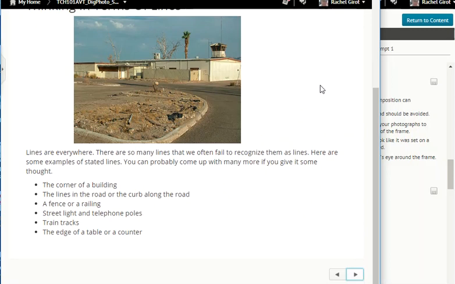Thinking in terms of lines. Lines are everywhere. There are so many lines that we often fail to recognize them as lines. Here are some examples of stated lines. You can probably come up with many more if you give it some thought. The corner of a building, that is a stated line. The lines in the road or the curb along the road, that is a stated line. A fence or a railing, yes, that is a stated line. Street lights and telephone poles, here's a pole back here, stated line. Train tracks, right here, stated line. The edge of a table or counter. All right, so let's move on.